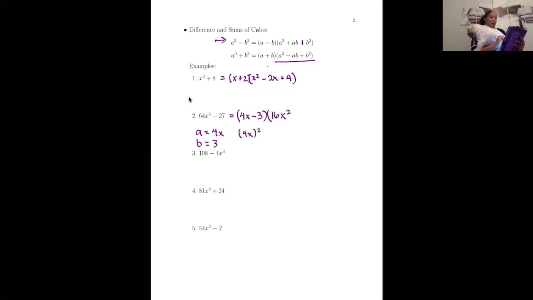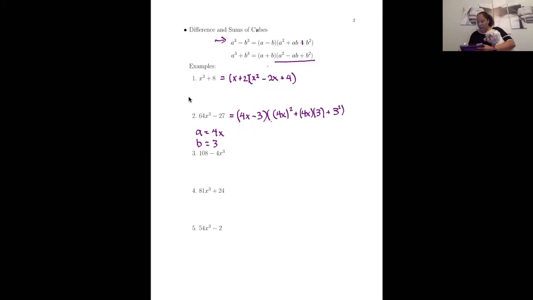And maybe I'll just write it in 2 steps. So I have a 4x squared plus a times b, so 4x times 3, plus b squared, so 3 squared.